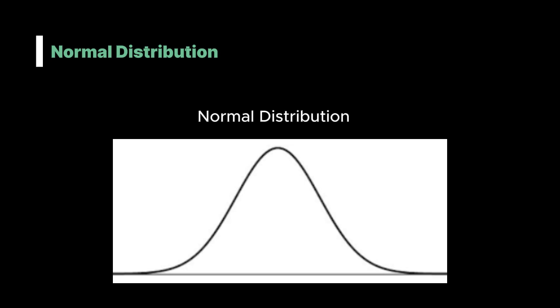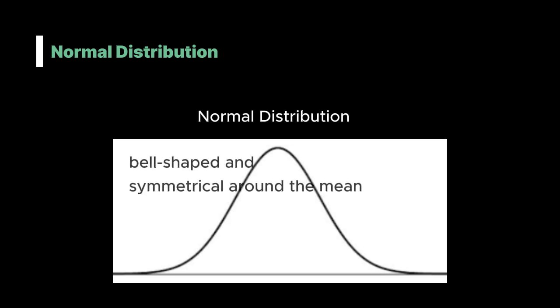Here are 2 key features to remember. First, it's bell-shaped and symmetrical around the mean. Second, the shape depends only on the mean, where the peak is, and the standard deviation, how wide the bell is.